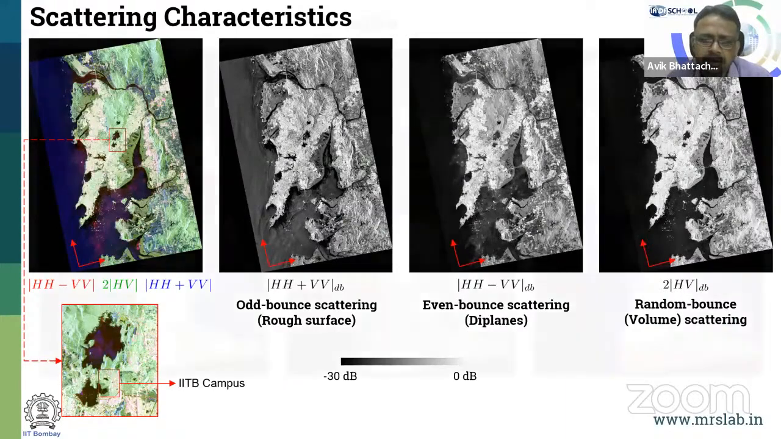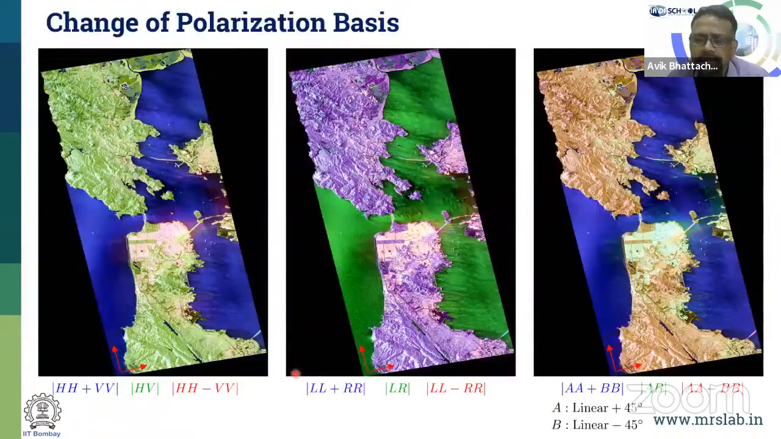Maybe it's better to characterize a target's information in another basis, because there are many bases, an infinite number of bases, in which you can go. If I want to go from an HV basis, which is this representation, into another basis, a left and right circular basis, and represent them again as a false color composite, I get something like that. And I can also go into another linear basis, at 45 and minus 45, and I get something like that.